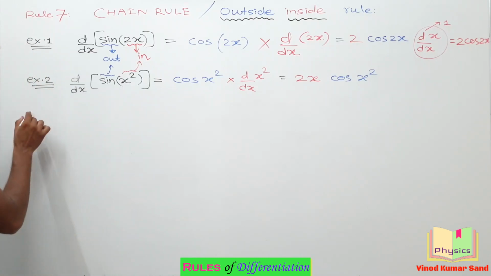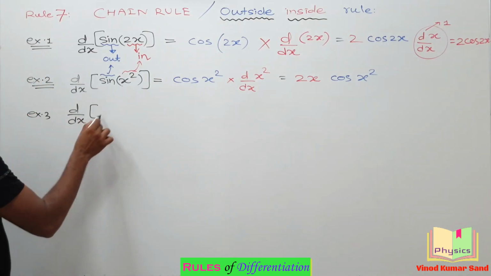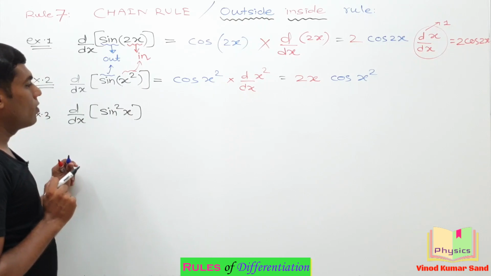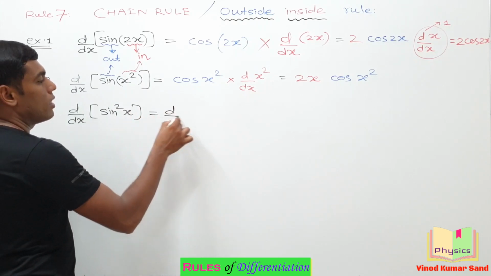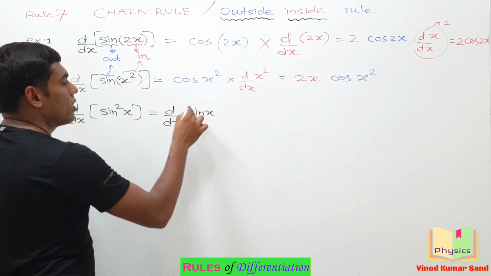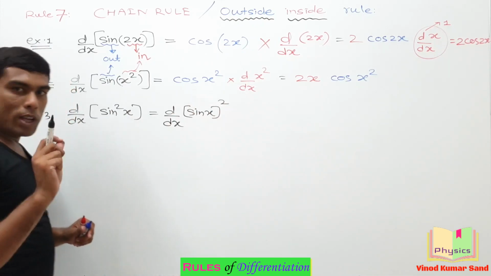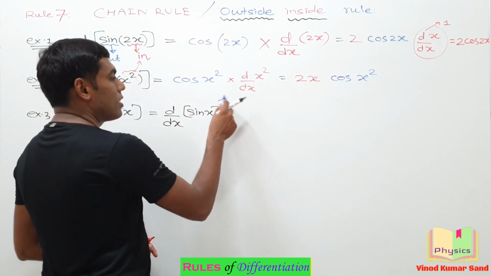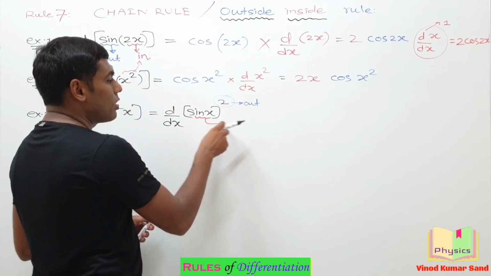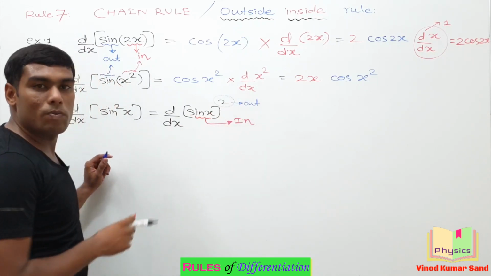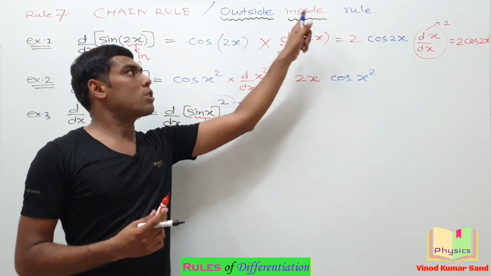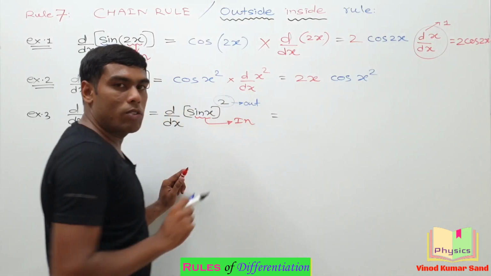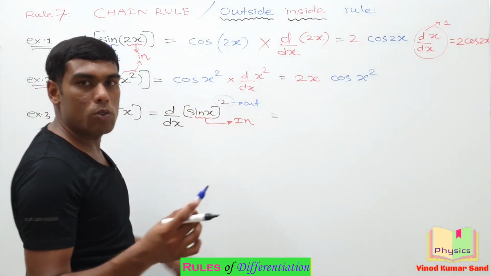Taking up example number 3. d by dx of, let's say, sine square x. Give it a try yourself. Actually, it can be written as d by dx of sine x whole square. Now, can you recognize which is outside function, which is inside function? The outside function is this power, and this sine function is your inside function. Rule is simple. First you differentiate the outside function, then you need to differentiate the inside function. I'm going to differentiate the outside function. Something to power 2. How you will solve it?